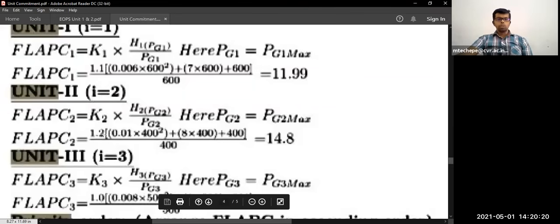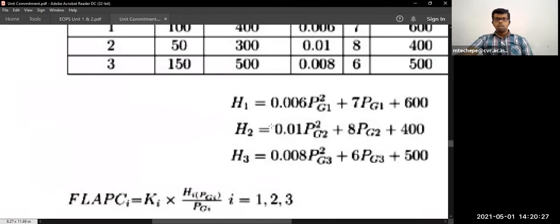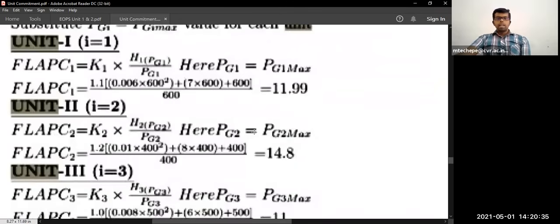K2 is 1.2, into the generating rate, that is H2 of PG2. That is 0.01 PG2 square plus 8 PG2 plus 400, divided by PG2, that is divided by 400. So it will give the answer of 14.8.